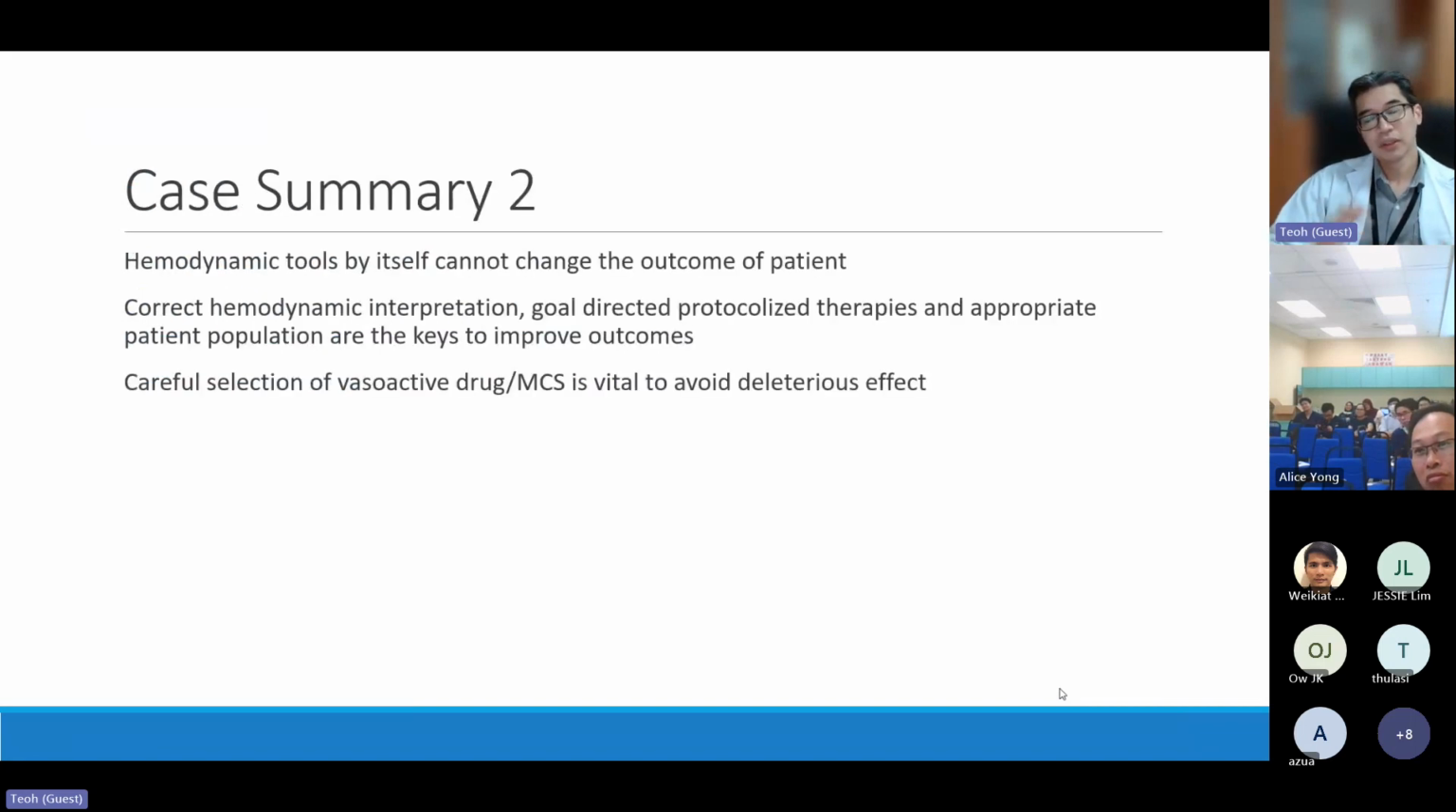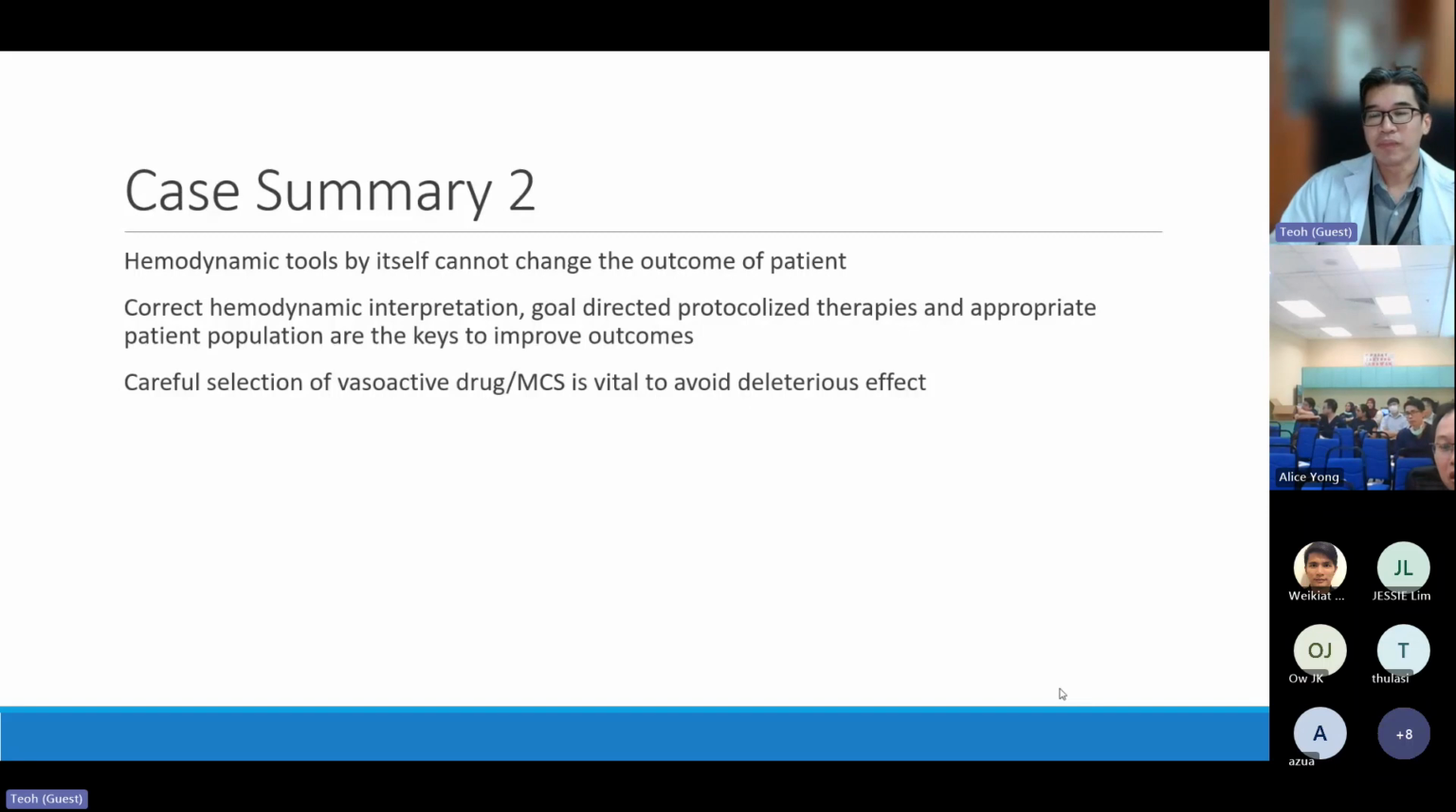So this is another case to illustrate that hemodynamic tools by themselves cannot change the outcome of the patient. The doctor is the one who can change the outcome of the patients. How do you change the outcome of the patients? Three important points here. You need to interpret the hemodynamic parameters correctly, and you need to have a goal-directed, protocolized therapy: what to give during vasoplegia, what to give during cardiogenic shock, what to give during hypovolemic shock.